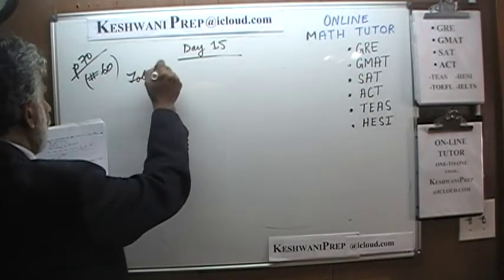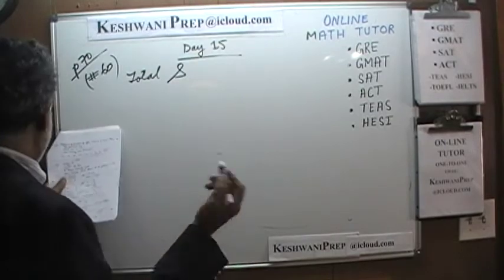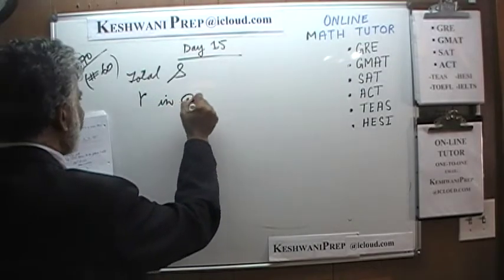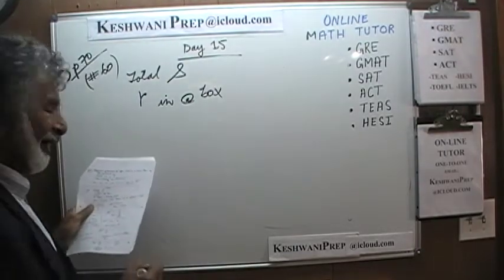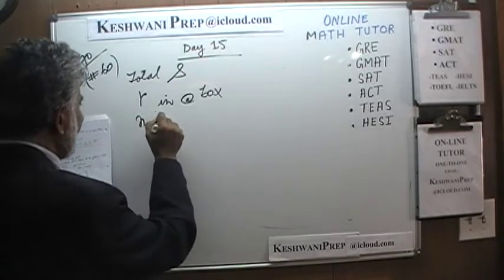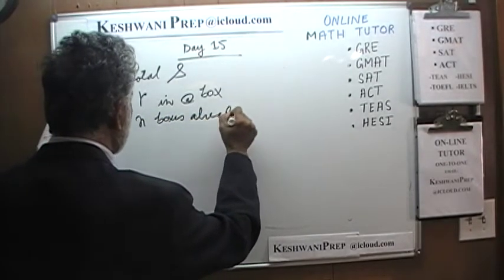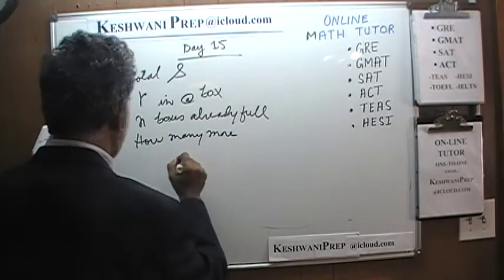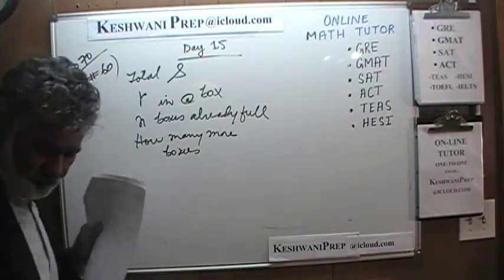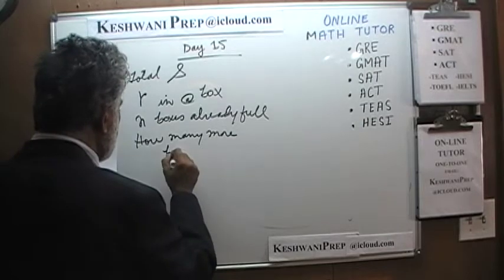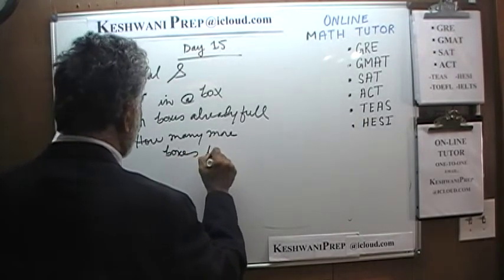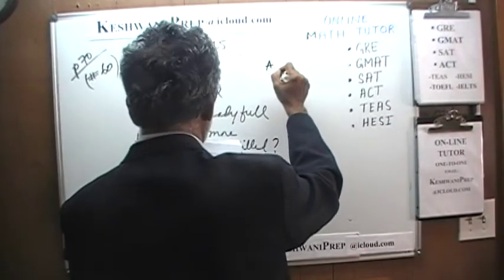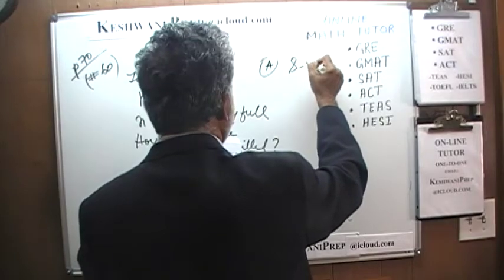Here we are told that we have a total of S, whatever it is that you have. Let's say S candy or S toys or whatever you have, and we are going to put R of them in each box. Each box contains R. Each box can take R. We are told that N boxes are already full. Question is, how many more boxes are to be filled? And here are the answer choices. A says S minus Rn. We'll get to them in a second.